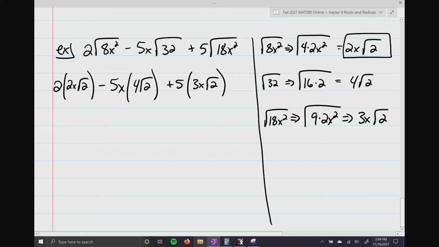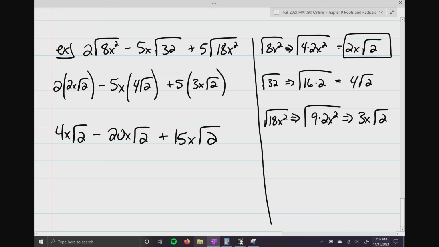Now, let's clean it up. 2 times 2 is 4x square root of 2 minus 5 times x times 4 is going to be 20x square root of 2 plus 5 times 3 is 15x square root of 2.